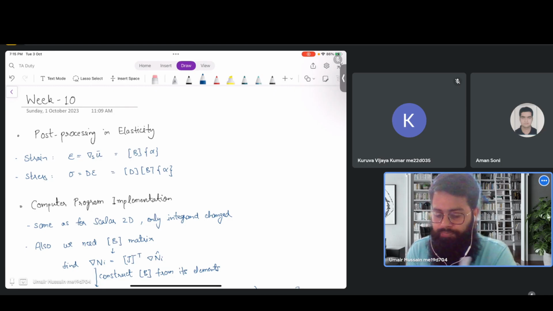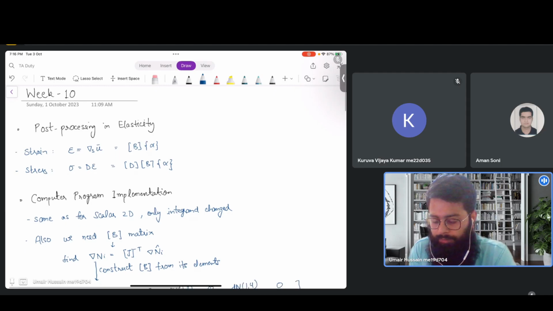So if we get the solution alpha, which contains the displacement in x and y direction for all the nodes, and we multiply it with the matrix P, which is the symmetric operator operated on the displacement, this product will give us the strain. Again, multiplying the strain by the elastic constant tensor D will give us the stress. That is something that we had discussed before as well. So next is the computer program implementation.